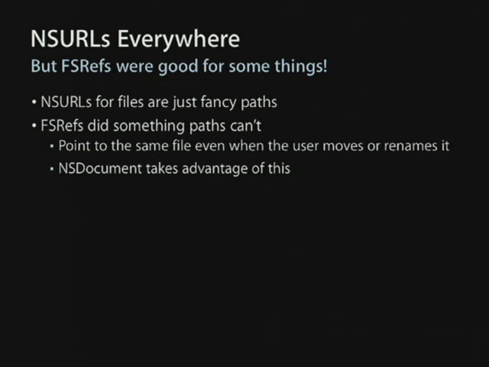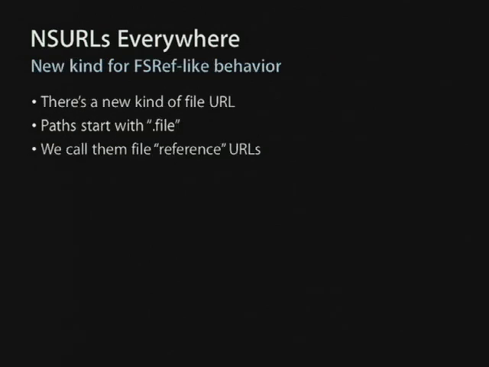Like I said, NSDocument takes advantage of this to do good user interface for the user. So the answer to that is yes, that was good functionality, and we are preserving that by putting it into NSURL. There's going to be a new kind of file URL. It still uses the file: scheme. And the paths that you see in these URLs start with file, and the rest of it is just mumbo jumbo. Chris put it on a slide yesterday, and you will see these while you're debugging, but you're not supposed to pick these apart or, God forbid, try and build one by hand. We have API to do that. And we call them file reference URLs, in contrast with the file path URLs that we've all been working with all this time.